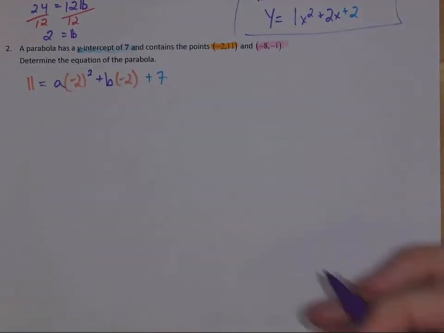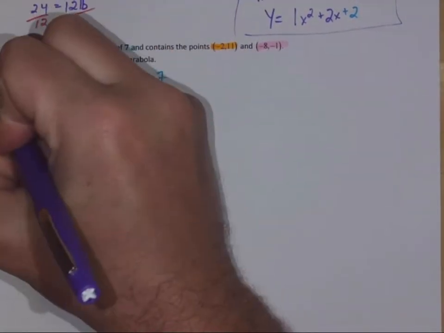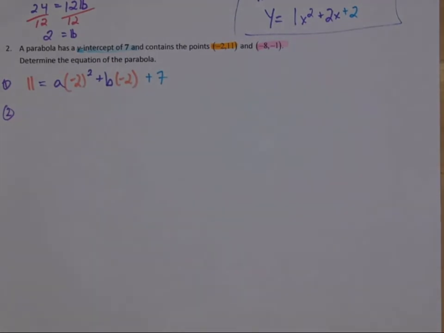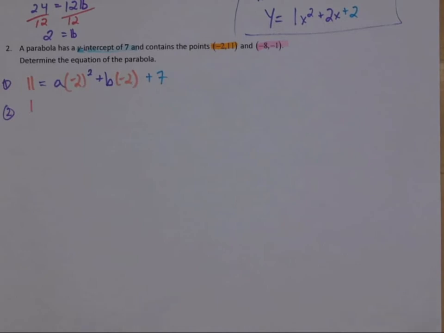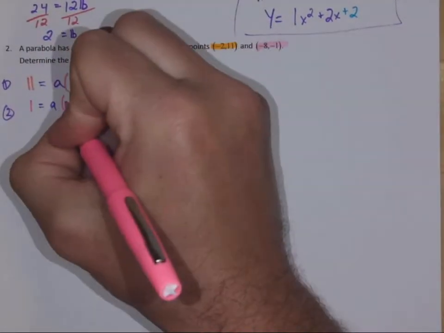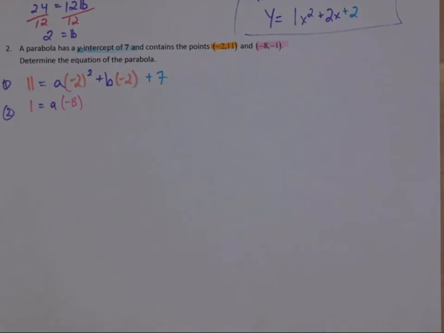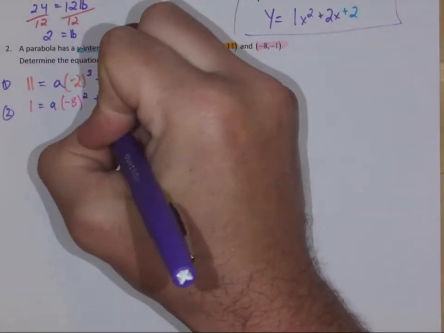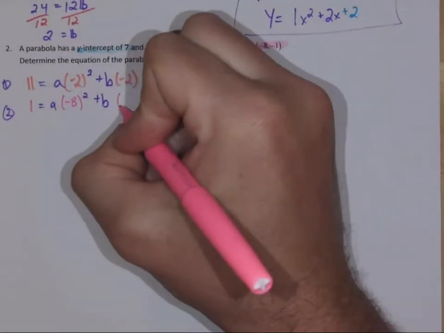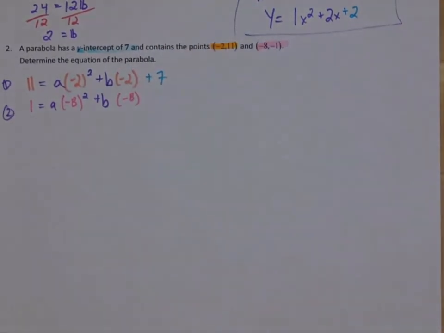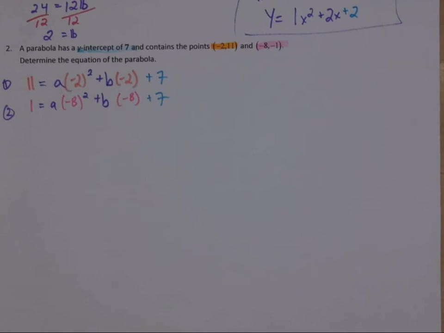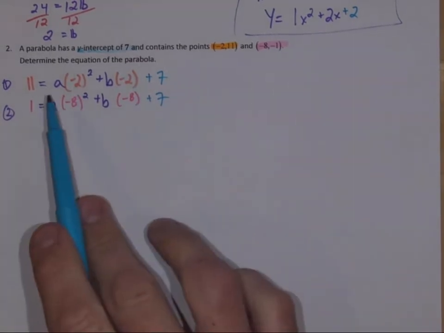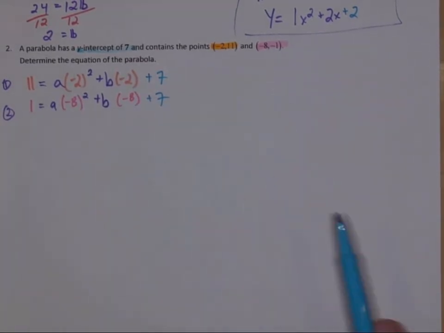Here's my first equation. My second equation. Same thing. Sub in my value for y. Sub in my value for x. And sub in my y-intercept for my value for c. Again, let's clean it up. I'm going to work to the right, and we're going to review elimination.